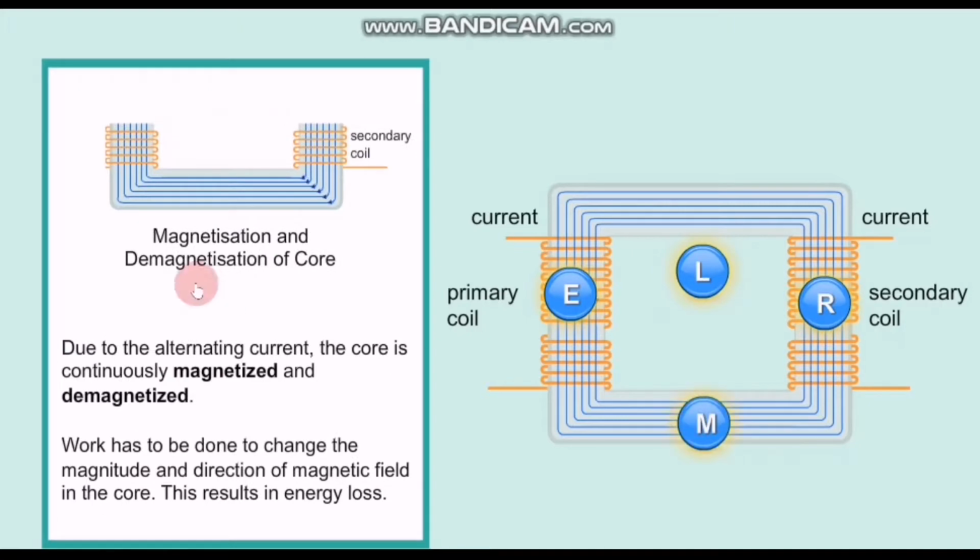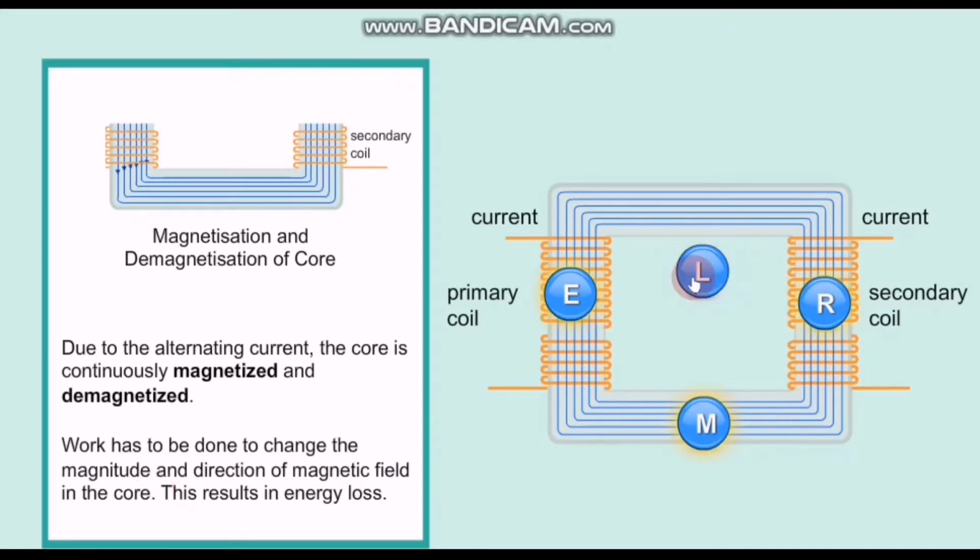Second factor is the magnetization and demagnetization of the core. This is due to the changing in direction of the alternating current. So the core will continuously magnetize and demagnetize. And when this happens, an extra work has to be done to change the magnitude and direction of the magnetic field in the core. And this will definitely result in energy loss.